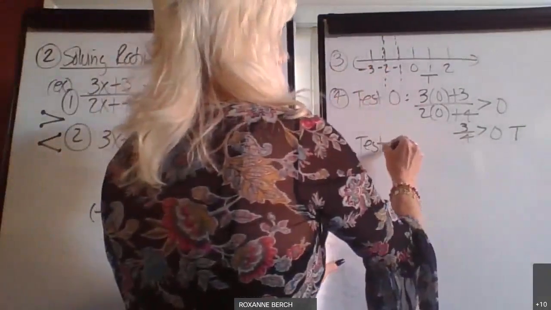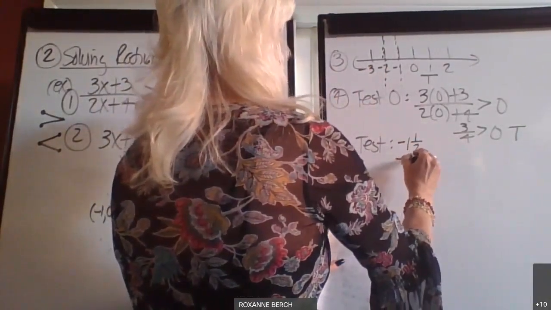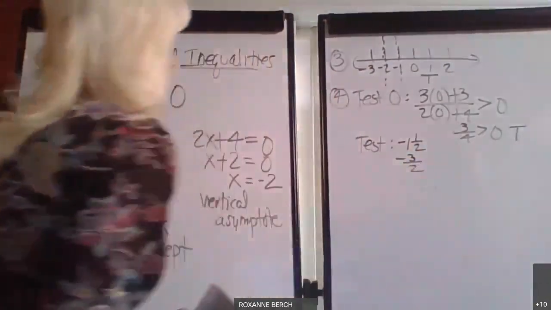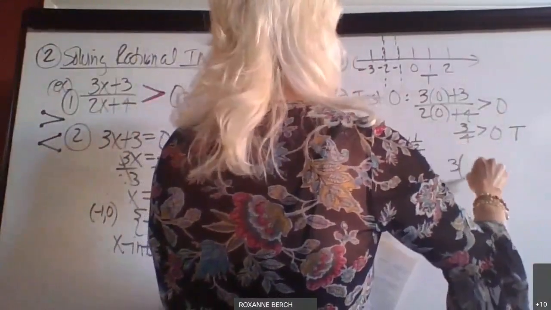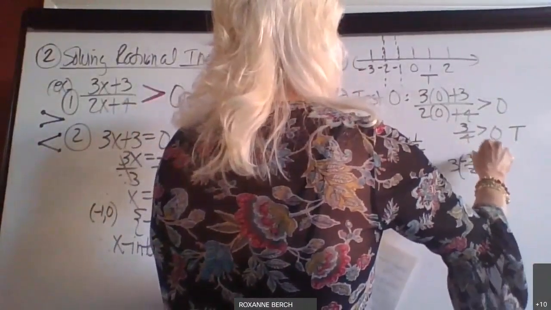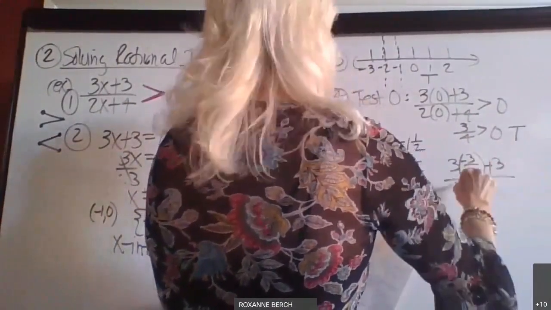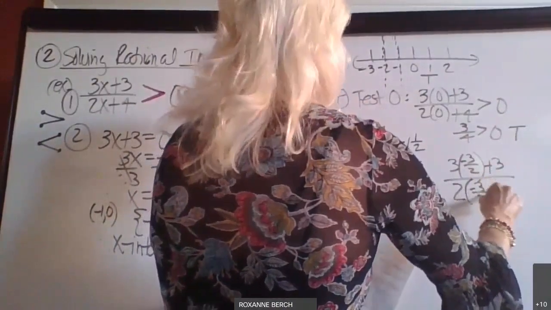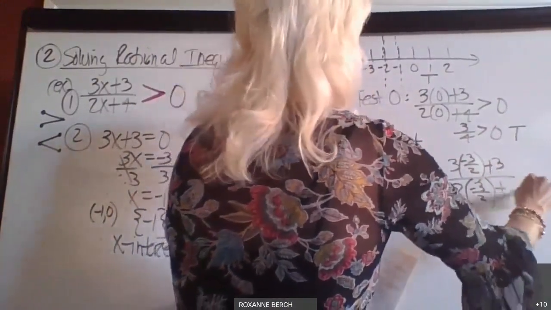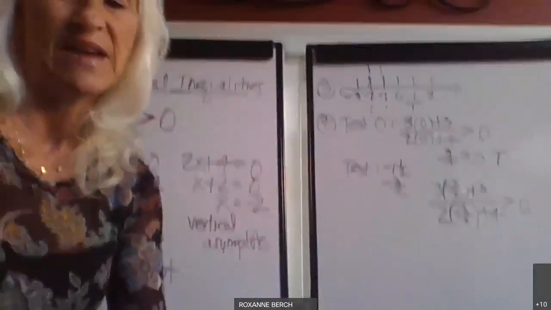So I'm going to test -1.5, which is really -3/2. Let me just show you how it works. It would be 3 times -3/2 plus 3 divided by 2 times -3/2 plus 4. Is that greater than 0? See what a pain this is?